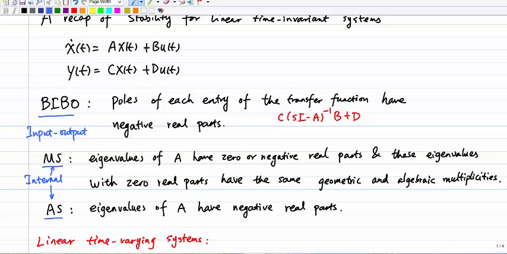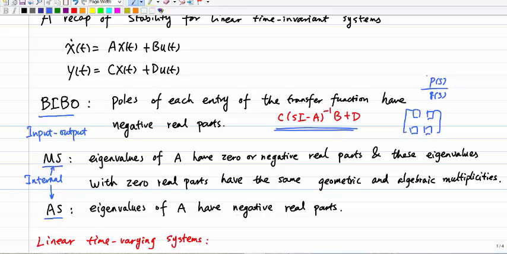So basically, first compute the transfer function by using this form, which is C times (sI minus A) inverse times B plus D. What we need to do is check if the poles of each entry of the transfer function, which could be a matrix with numerous entries, have negative real parts. So we have to check every entry.